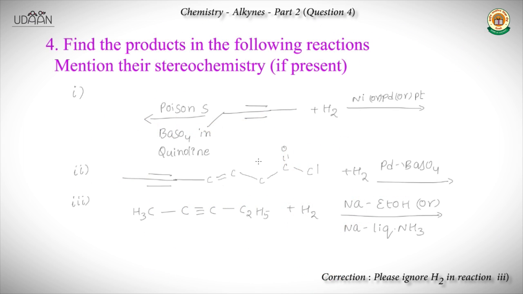Let's now try and solve it for the second compound presented in front of us. For the second one, the reagent given to us is palladium in the presence of barium sulfate. Now, this converts alkyne to cis alkene, but it won't convert this alkene to alkane.